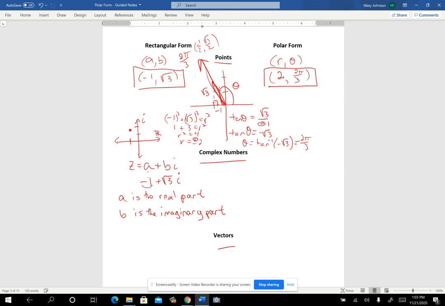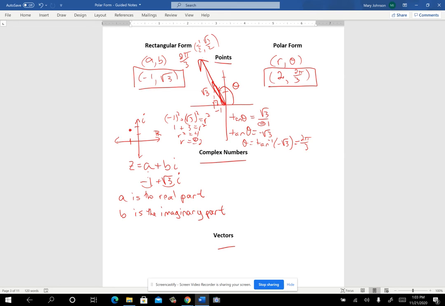So this is the real part, this is the imaginary part. So I go to the left one on the real number axis, and then I go up square root of 3 on the imaginary axis. So that's the connection between the complex number and the point in the rectangular coordinate system, okay?